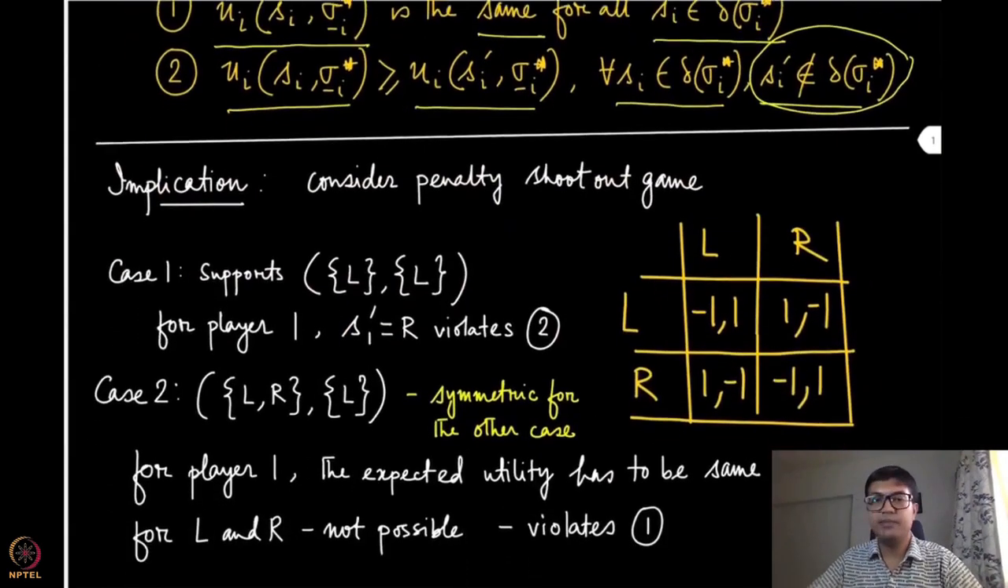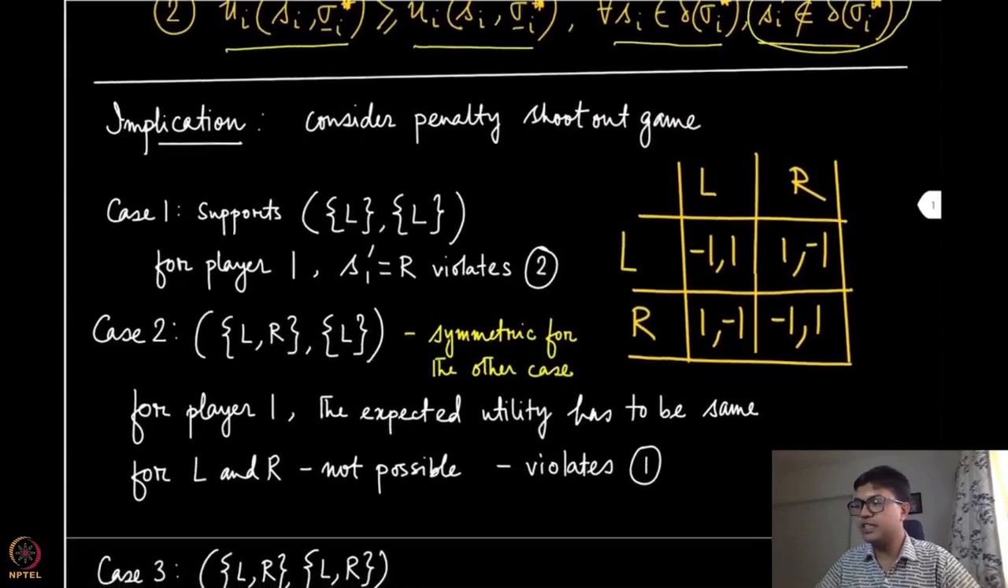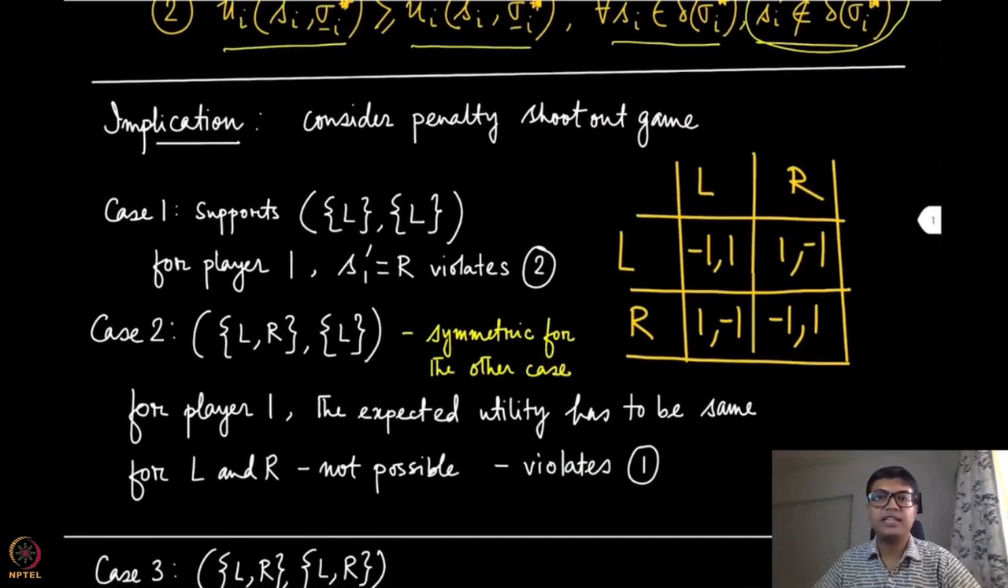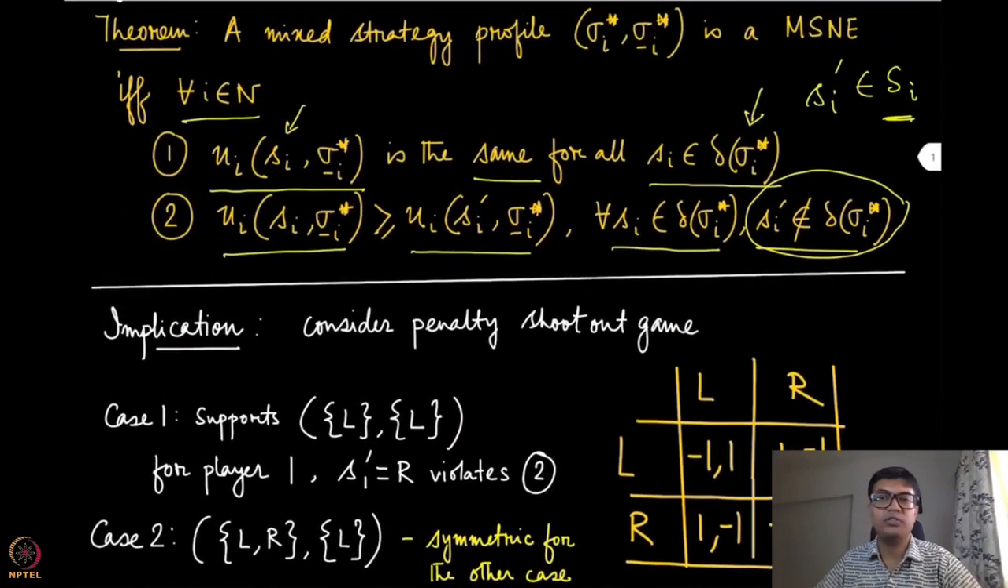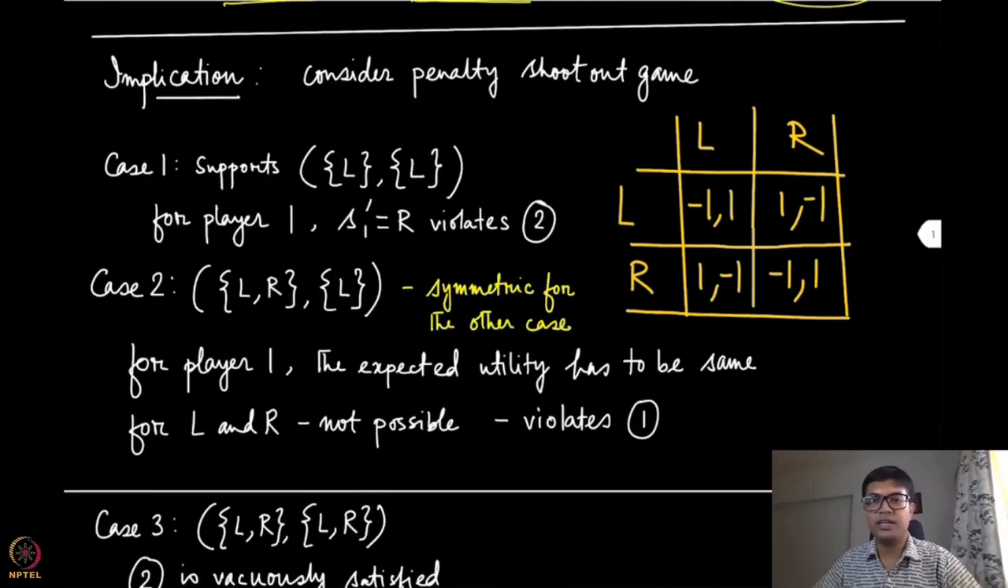So what is the implication? We will be proving this result in the next module, but let us look at how this can be actually useful. This particular characterization result will be very useful in finding the mixed strategy Nash equilibrium in a normal form game. So let us go back to the penalty shootout game and see that there is no magic.